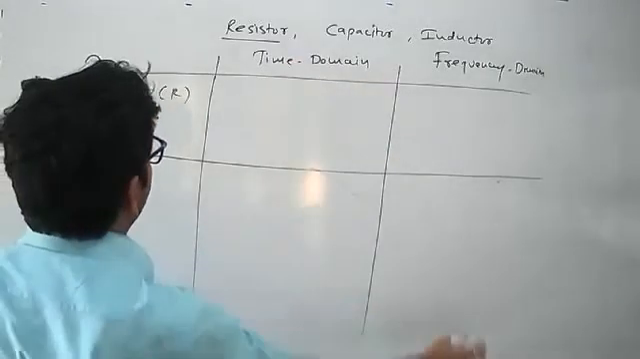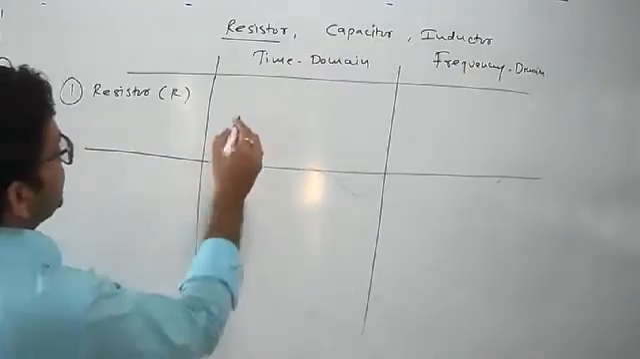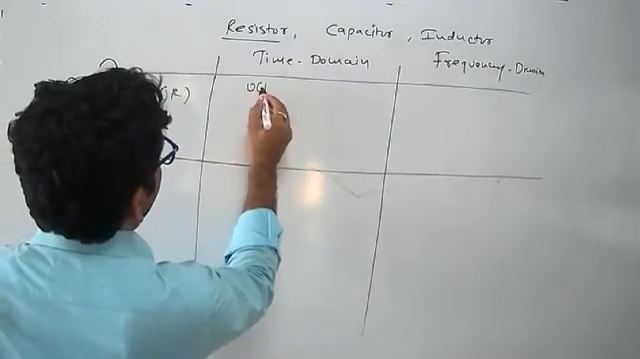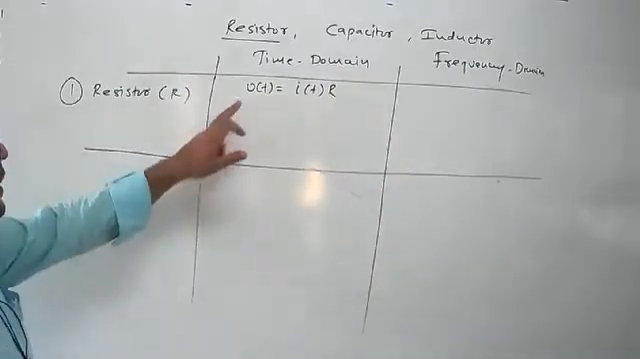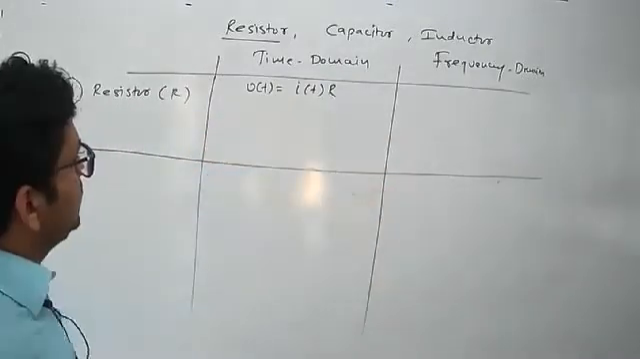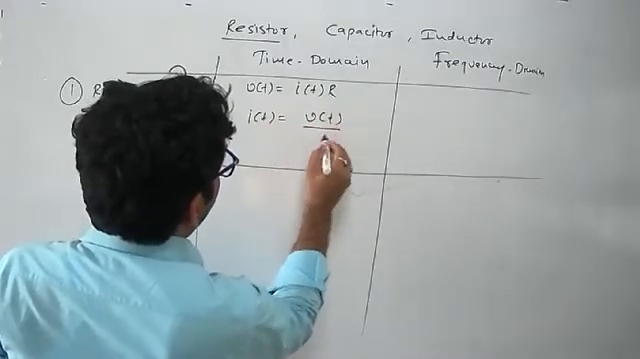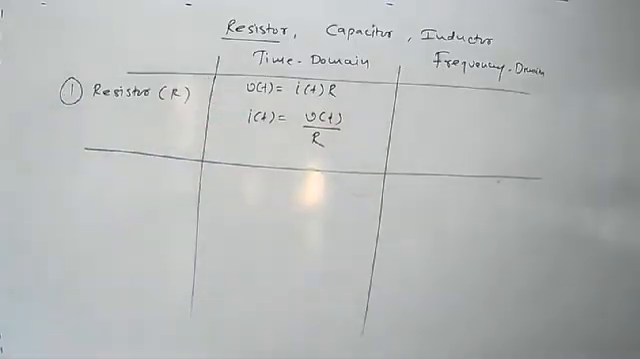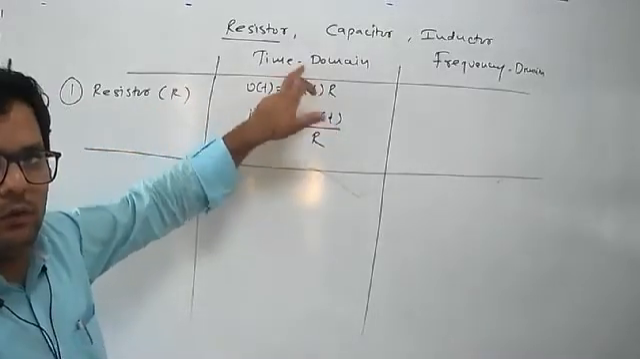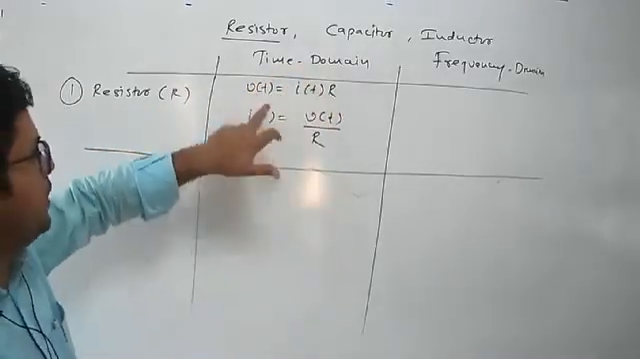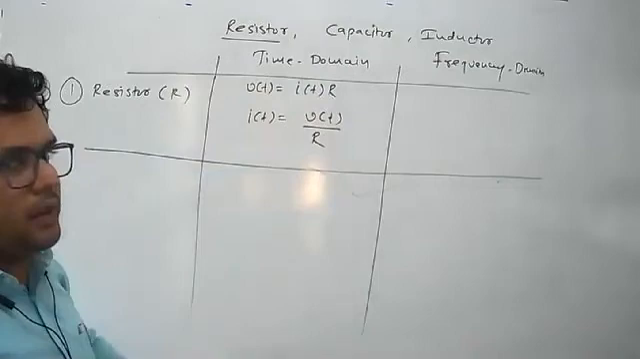Now in case of resistor, if you are in the domain of time, we can write the relationship between voltage and current like this. We can write here V of t is nothing but I of t into capital R. Simply it is V equals I into R. In the same way, if you are interested to write current, I can write here I of t is nothing but small v of t divided by R. It is nothing but the application of your Ohm's law. So in case of your resistor in time domain, the relationship between voltage and current are specified by these equations: V of t is I of t into R, or I of t is V of t divided by R.